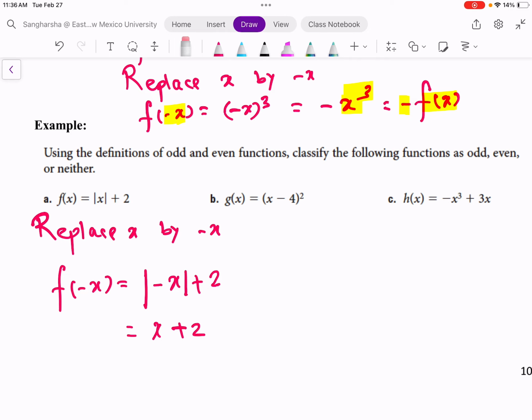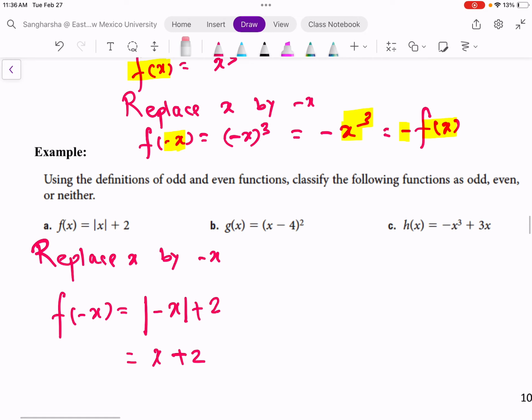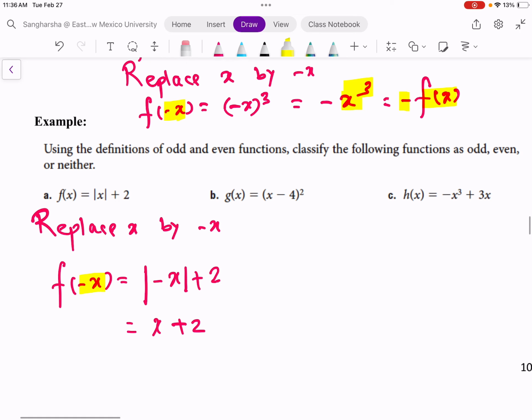Now after replacing x by negative x, do we get the same function? We have x plus 2, and now are x plus 2 and the absolute value of x plus 2 the same thing? It's the same thing, right? So we get the same function. It means this function is an even function.